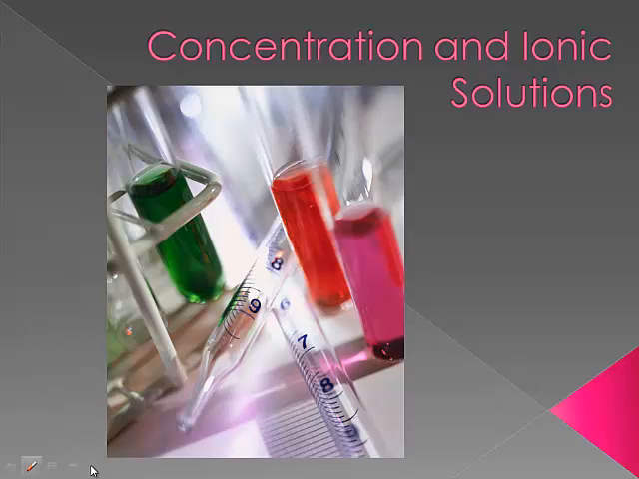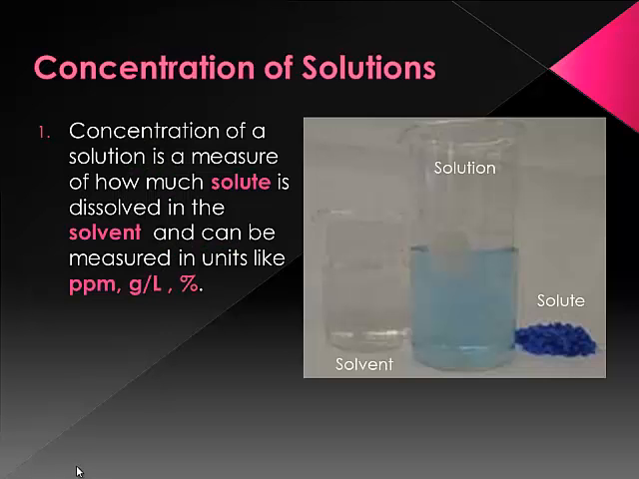Now that we've had a look at what a solution is and defined a couple of terms behind solutions, the next thing we need to look at is how we can measure solutions, and the term that we use most often is concentration. So concentration of a solution is a measurement of how much solute is dissolved in a solvent using things like ppm, that means parts per million, grams per liter, or percentages. Remember, any percent just means a part per a total.